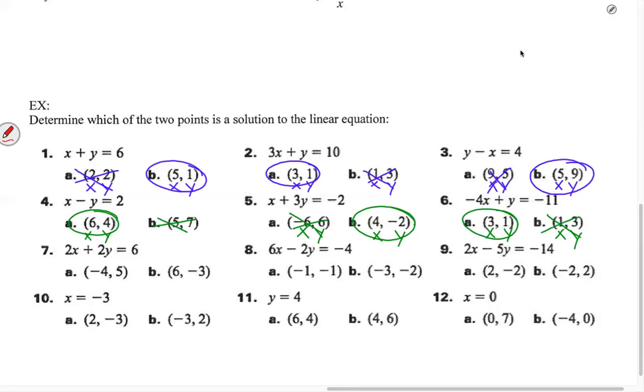Nate, what comes first, X or Y? X. So we label it X, Y. Nate, 2 times negative 4 is going to be negative 8, plus 2 times 5. So it's not A, then it must be B. And we can check it because 2 times 6 is 12, plus 2 times negative 3, that's negative 6. 12 minus 6 is 6.